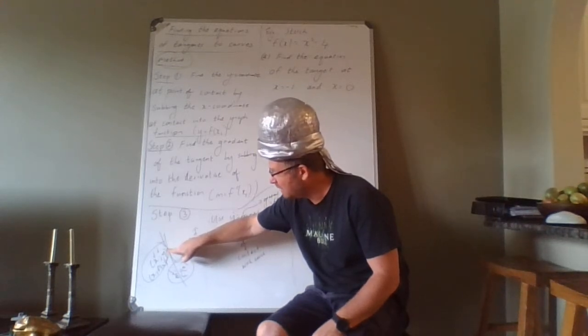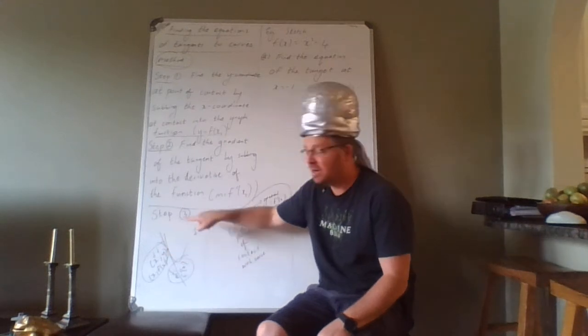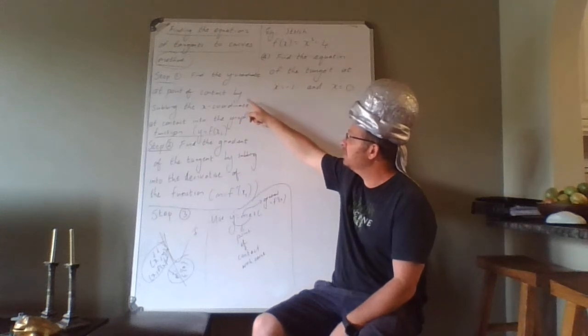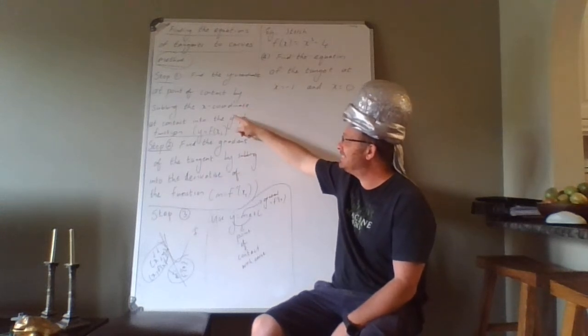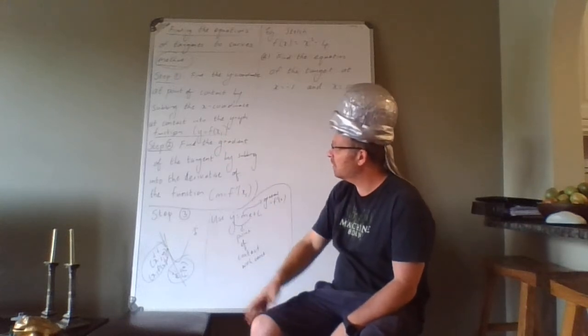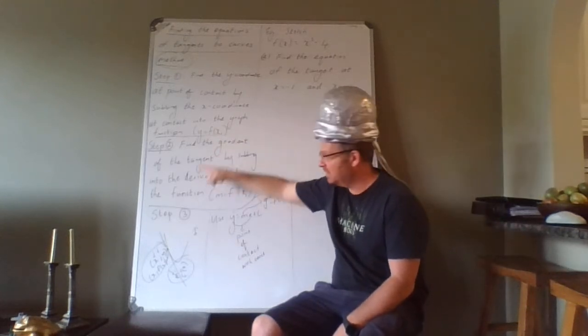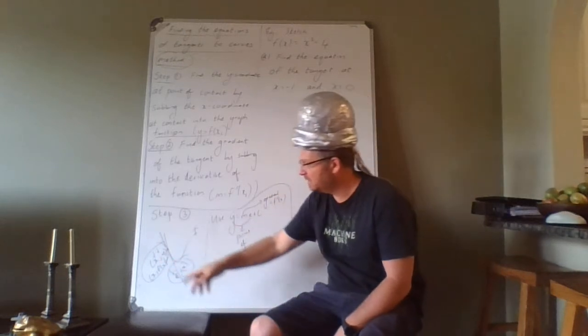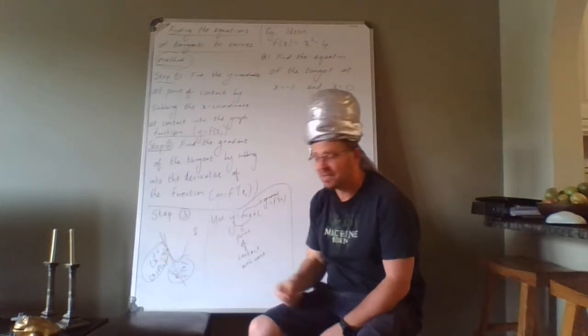So to find the y value at that point, you simply sub into your original function like you've always done, into your original function f. So you find the y-coordinate at the point of contact by subbing the x-coordinate at contact into the graph. In other words, if this coordinate here was x1, the y-coordinate would be f of x1. If that was 2, the y-coordinate would be f of 2.